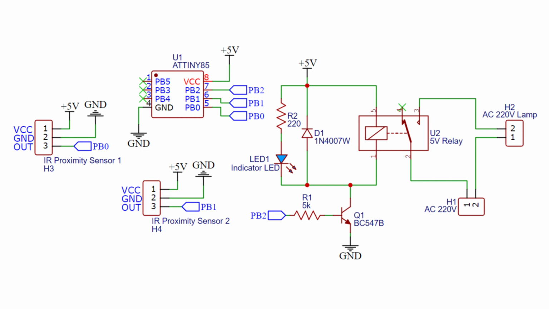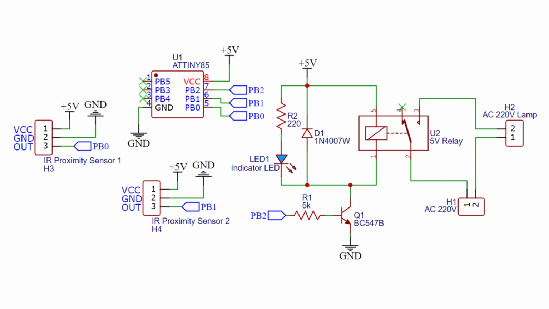The 8985 controls a BC547 NPN transistor through its PB2 pin, which acts as an electronic switch for the relay. When the count is greater than 0, the 8985 outputs a high signal to PB2, turning on the transistor. This energizes the 5-volt relay, closing its contacts and allowing AC 220-volt power to reach the connected lamp, thus turning it on. Conversely, when the count reaches 0, the 8985 outputs a low signal, switching off the transistor and deactivating the relay, cutting off power to the lamp.